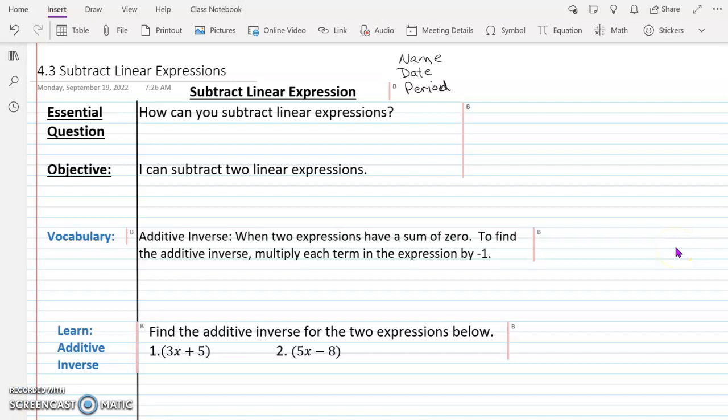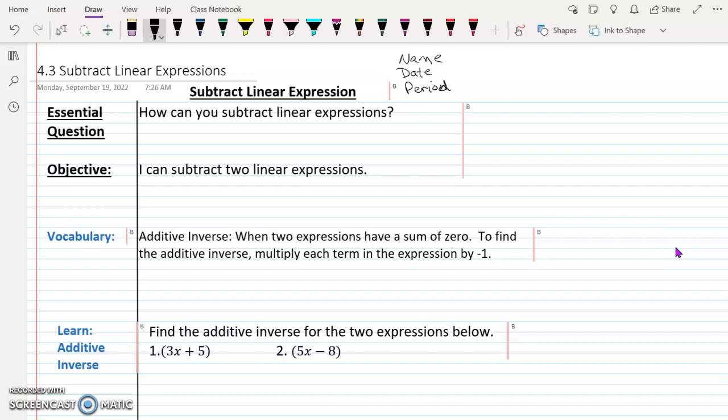Boyd. Welcome to today's lesson on subtracting linear expressions. So, our essential question for this lesson is how can you subtract a linear expression? And of course the answer to that would be at the end of this lesson you should be able to subtract two linear expressions.